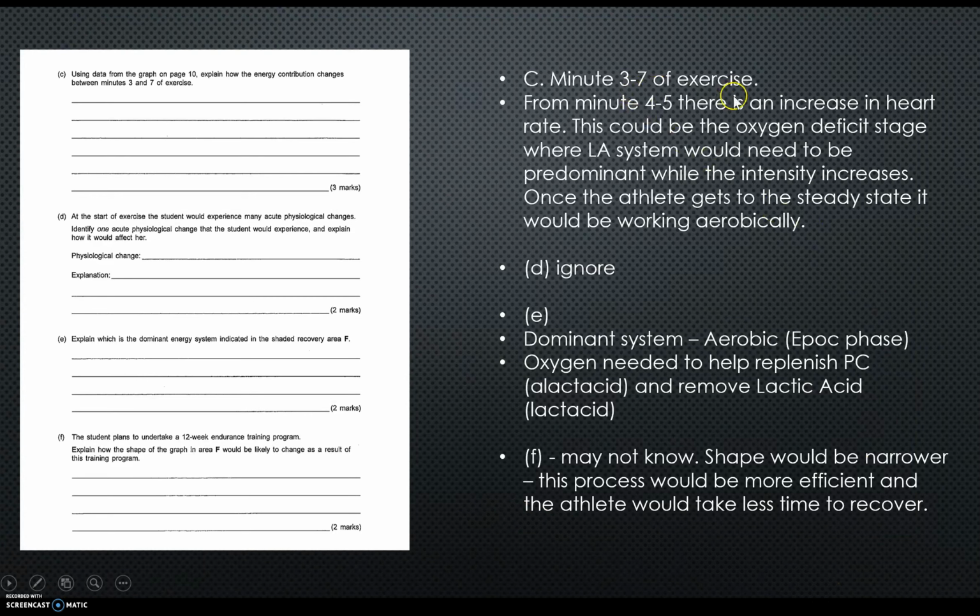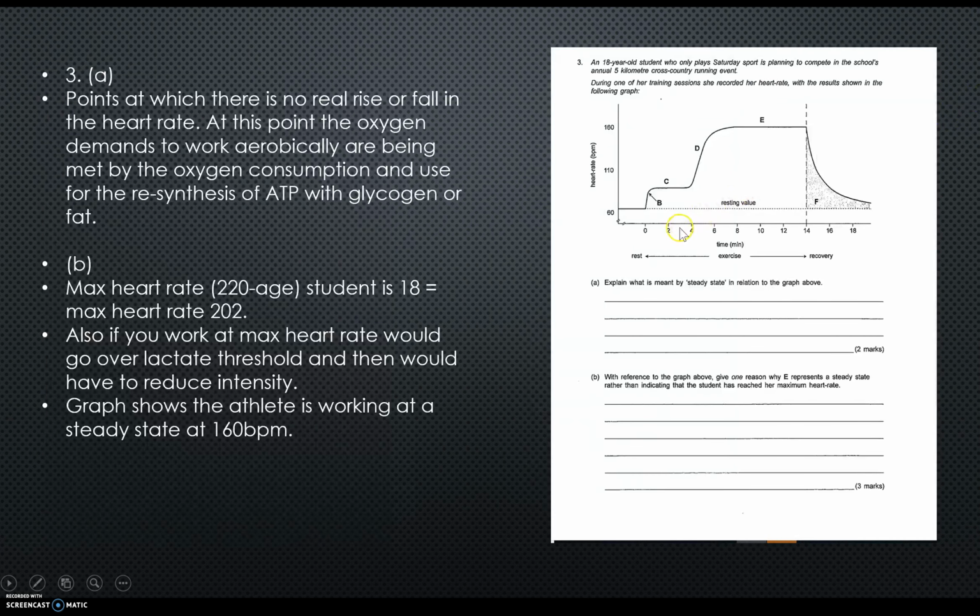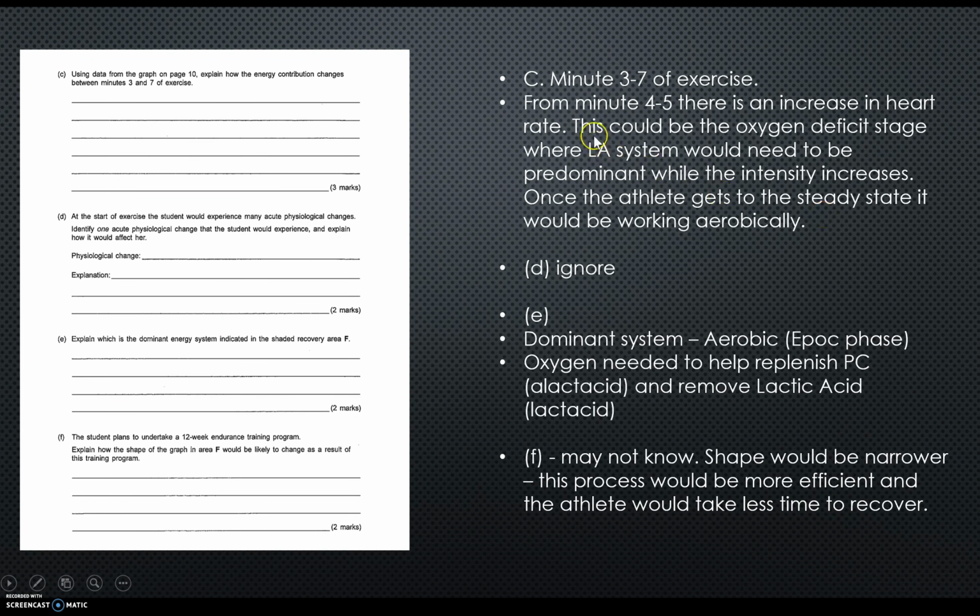Using data from the graph on page 10, explain how energy contributions change. So between minute 3 and 7, you can see here between 3 and 7, there's that real rise in heart rate in part D there. So there's an increase in heart rate. This would be the oxygen deficit stage where the lactic acid system would need to be predominant while the intensity increases. So once that athlete gets to the steady state, they can work aerobically. At the start of the exercise, they may mention the acute physiological changes, so ignore that. That goes in the next concept.